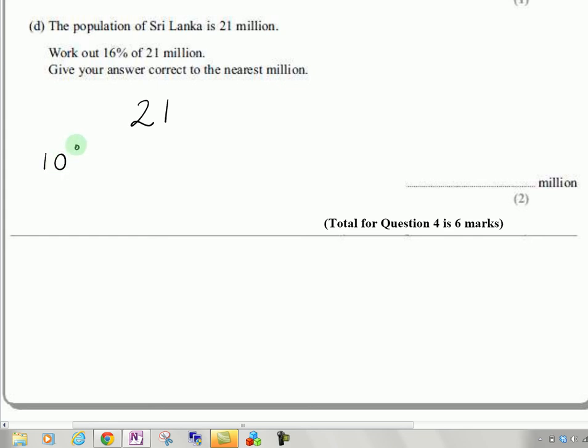First we work out 10% of 21, which should be very easy. It's simply 10 times smaller than 21, which is just 2.1. It looks exactly the same as 21, except with one decimal place.